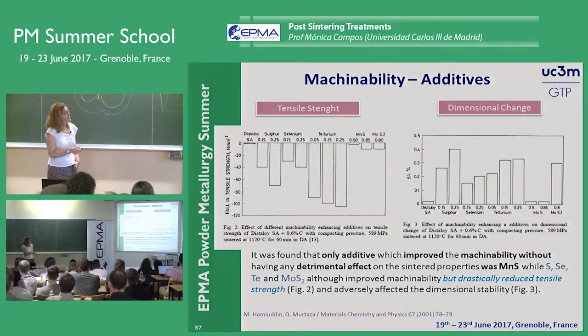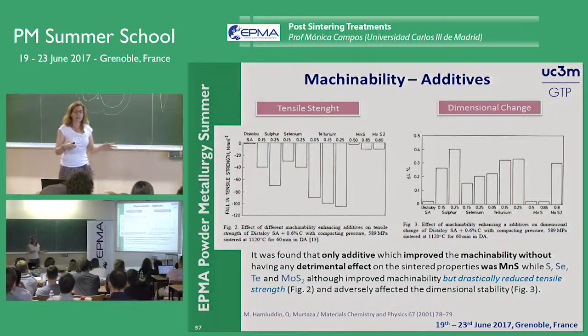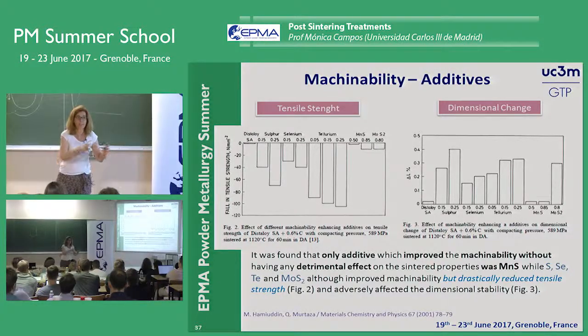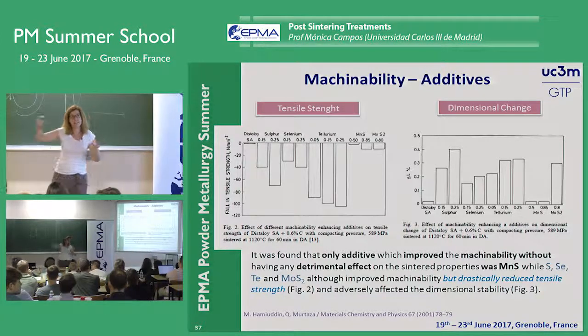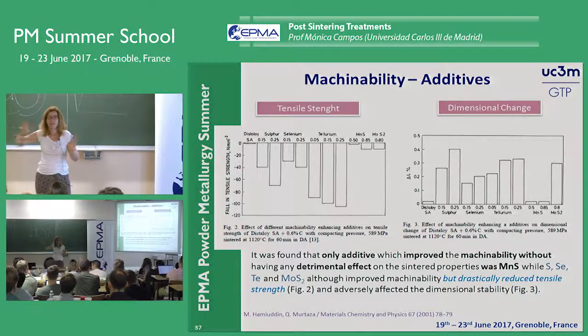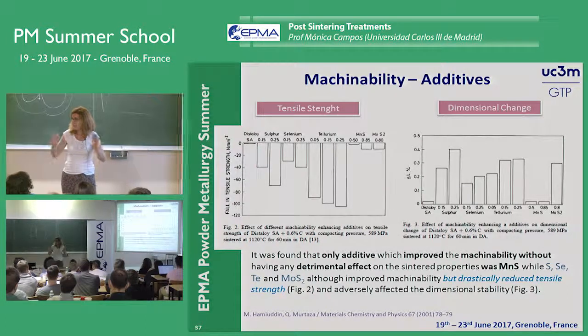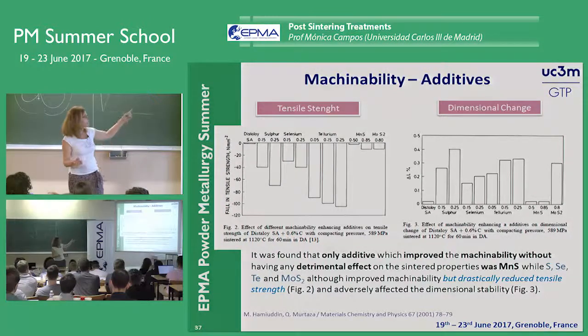Here is a plot of what happened with the tensile strength and dimensional changes, because we don't have to forget that our component needs a certain level of performance. What happens if I put in an additive that works perfectly from the machining point of view, but drastically reduces the tensile strength? That's the case of tellurium, that's the case of sulfur.